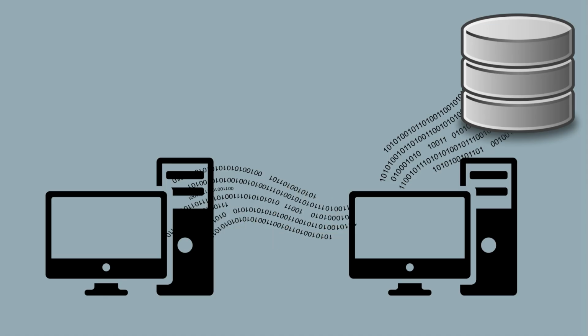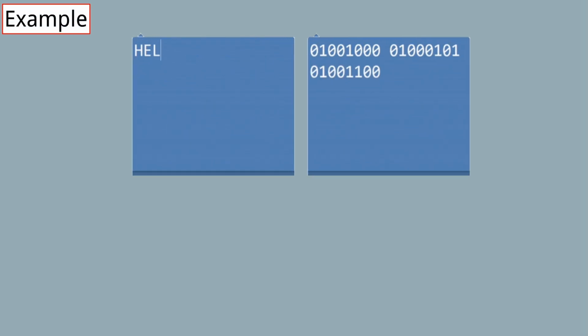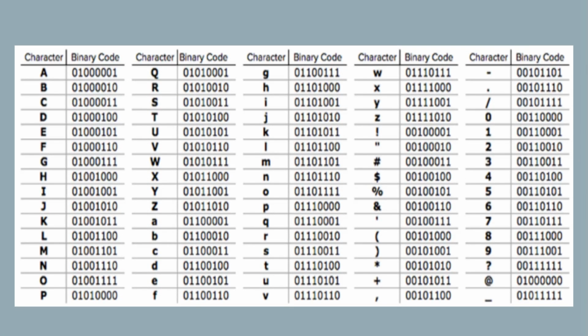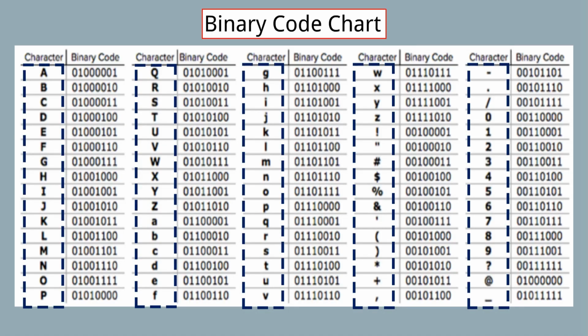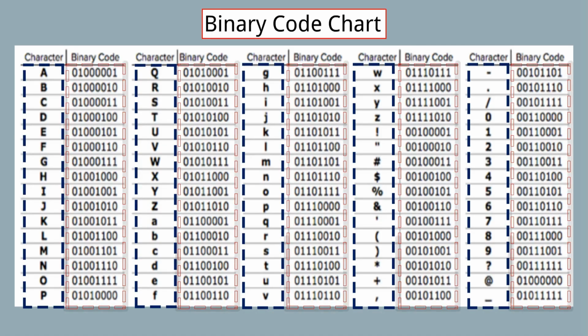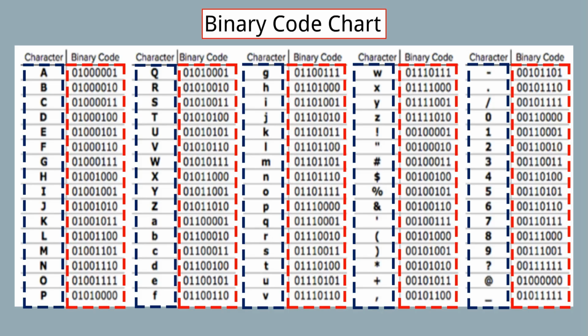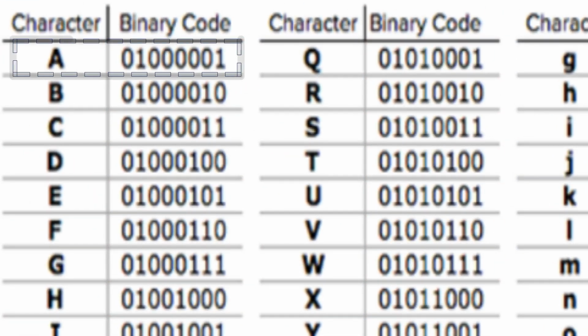Now, moving on, let's put it in an example of how it could translate a word into zeros and ones. There is a chart that's called a binary code chart. Each letter that we have has a number or a binary number associated with it. So like A has 1000001, B has 1000010, and so on. So now let's say you type in hello on your keyboard.